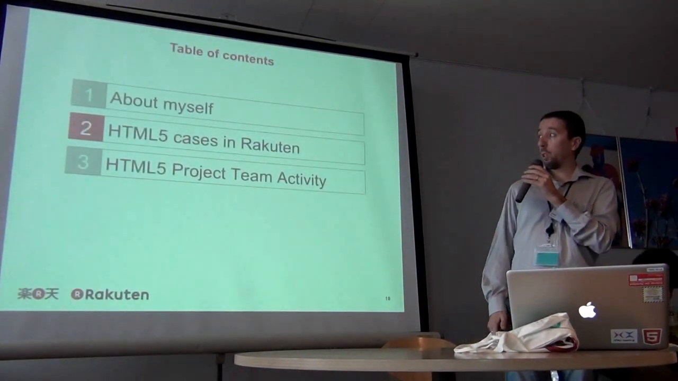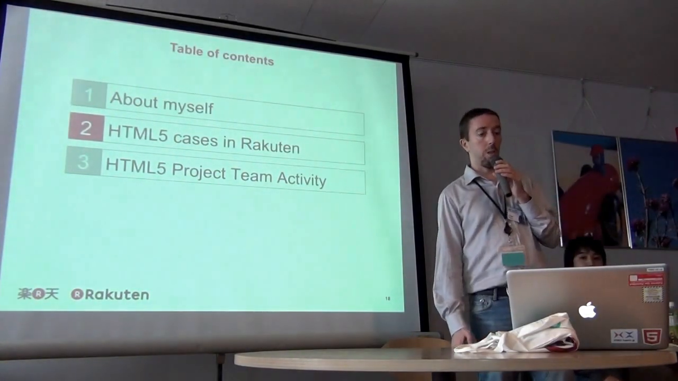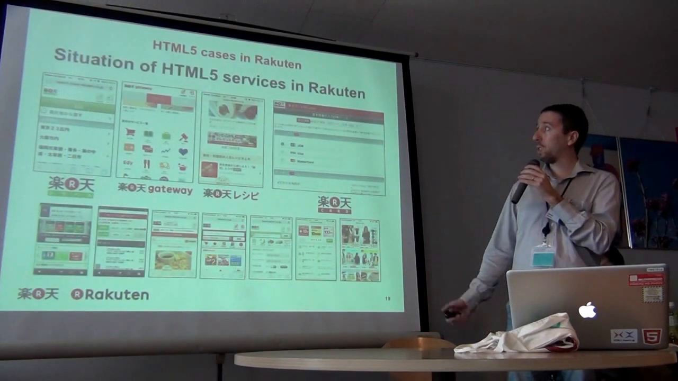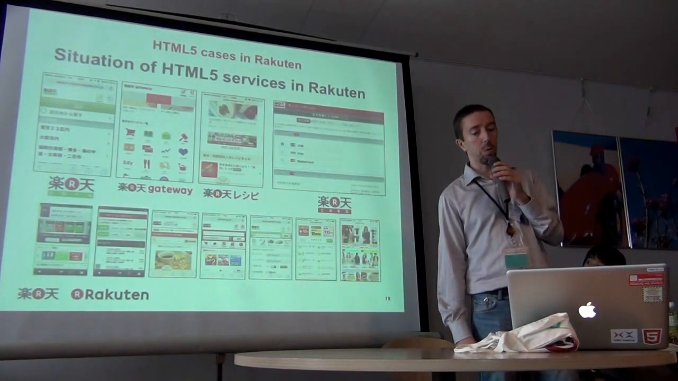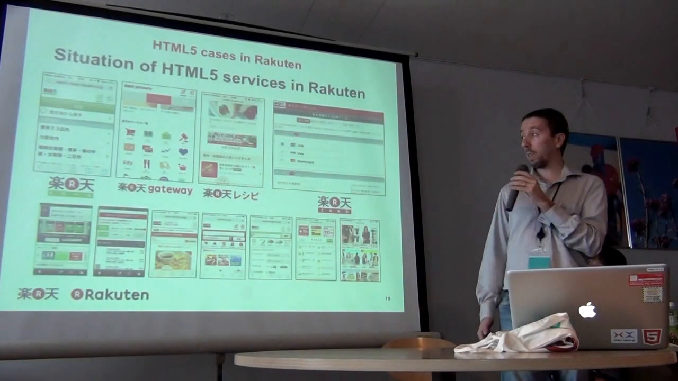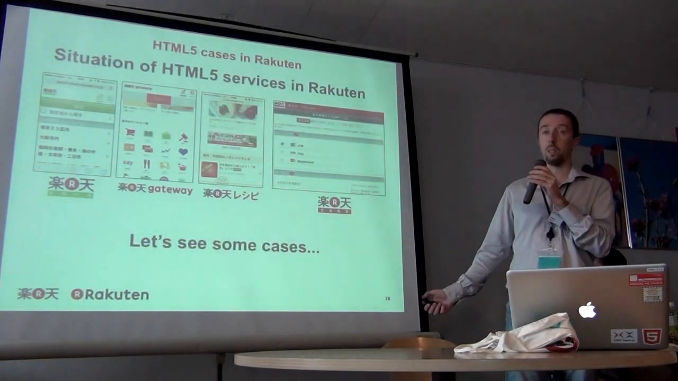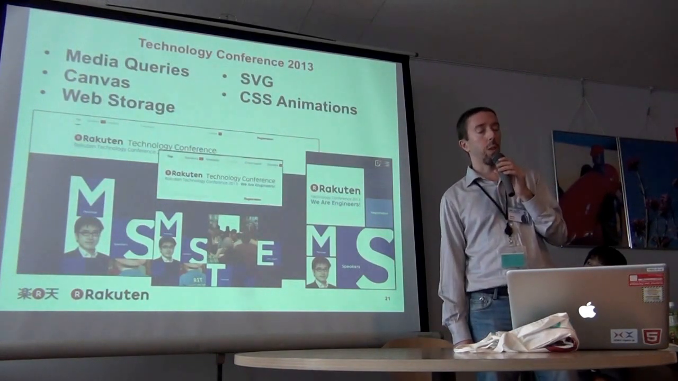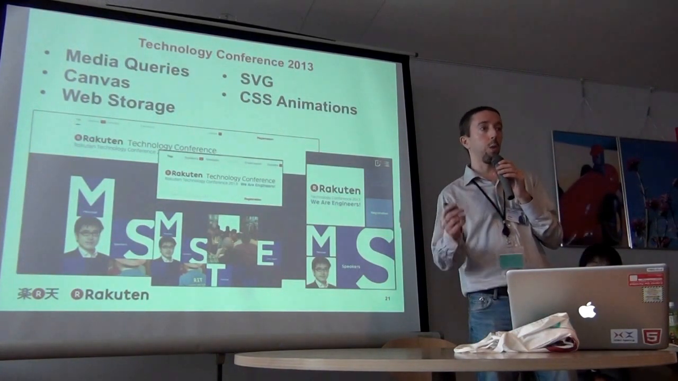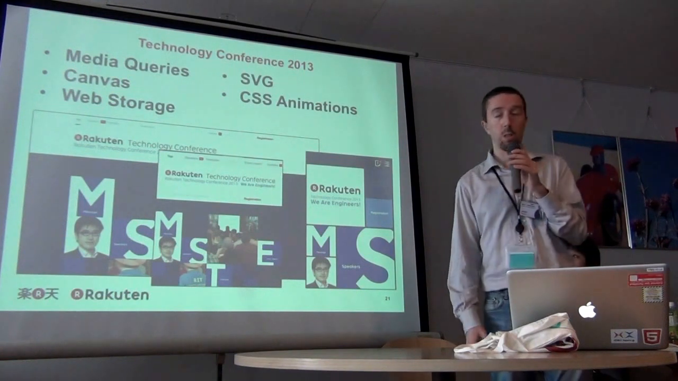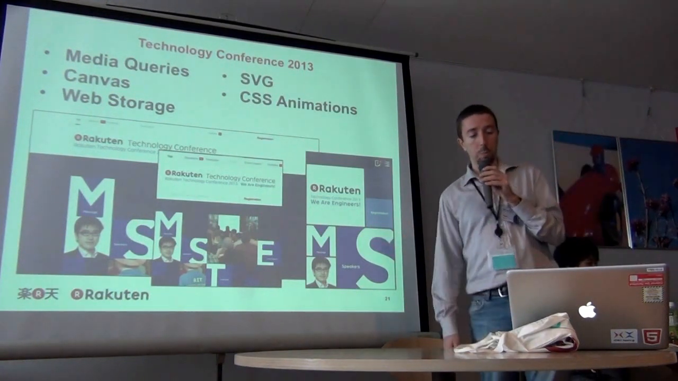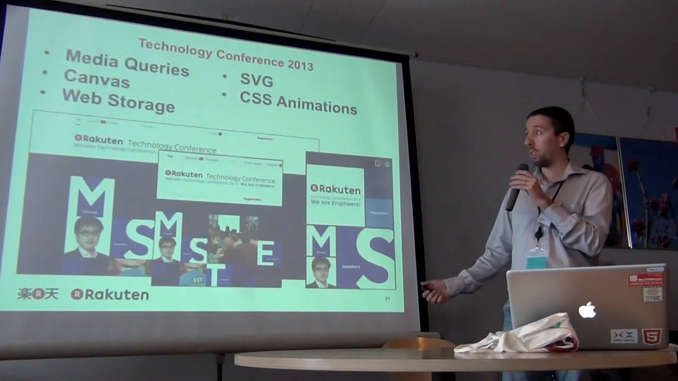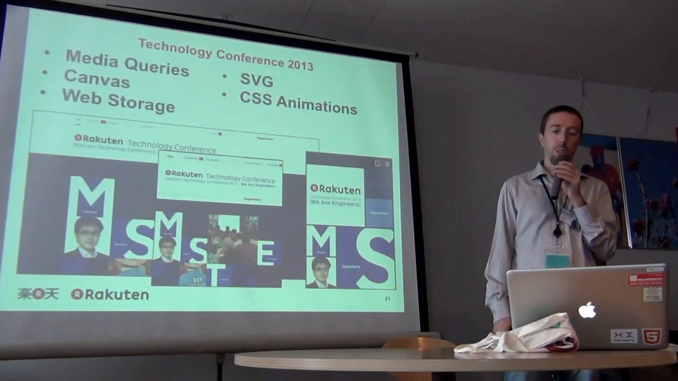So I will start talking about HTML5 cases in Rakuten. Of course, the situation of HTML5 services in Rakuten is improving in the last months, especially on mobile devices. So let's see some cases. Of course, the first one is the Technology Conference 2013 site. I guess all of you have seen this site, right? It's a very cool website. So in this website, we're using media queries to achieve responsive design, SVG, Canvas, CSS animation, web storage.